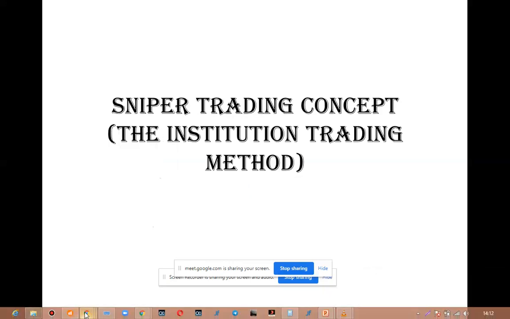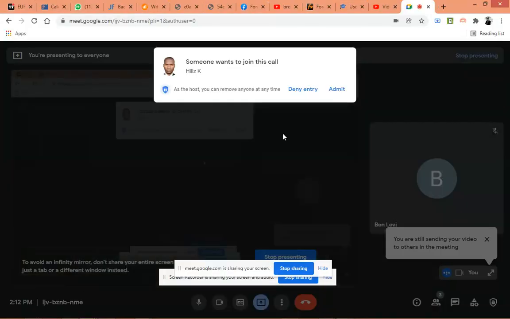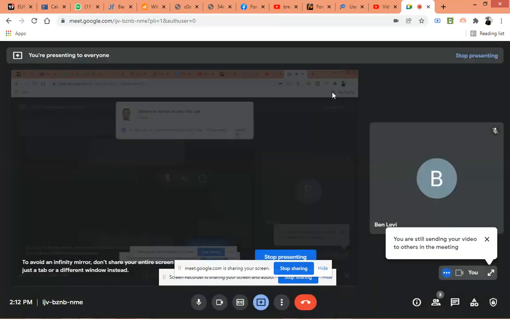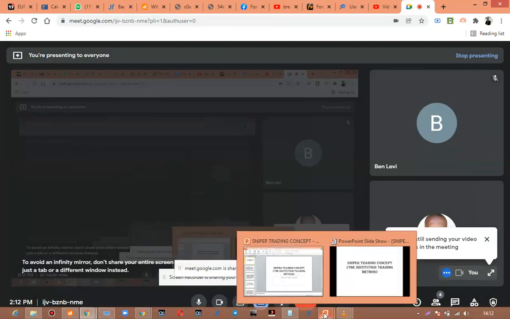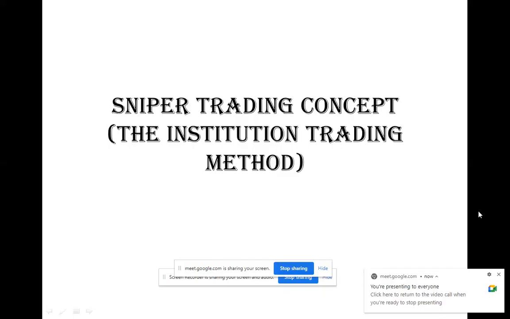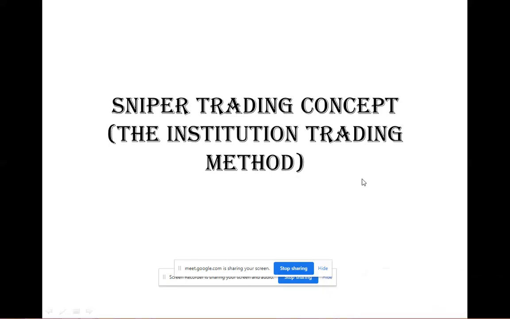Then tomorrow I'm going to show some of the graph, looking at the way they manipulate the market, the way they enter the market, and the level they usually enter the market. So today is just theory of how they control the market, the sniper trading concept.